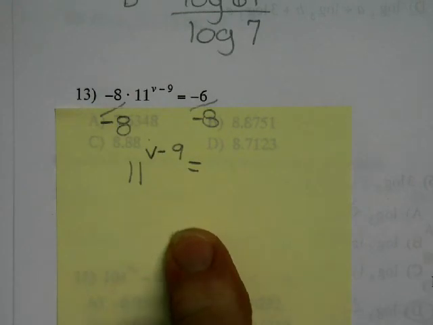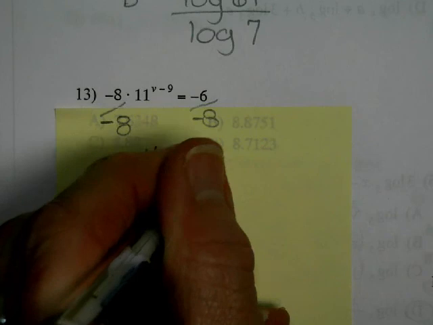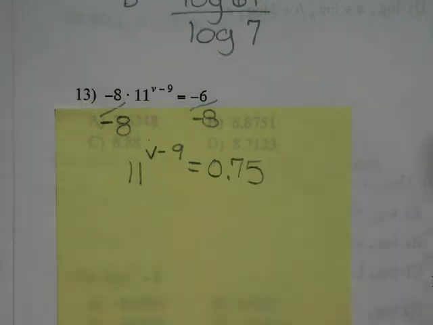So I have 11 to the v minus 9. I'm going to go ahead and put a decimal down. So it's 0.75. Okay, just to make my calculator life simpler.